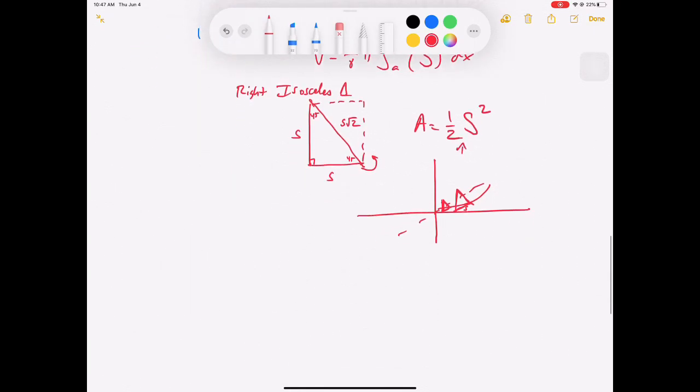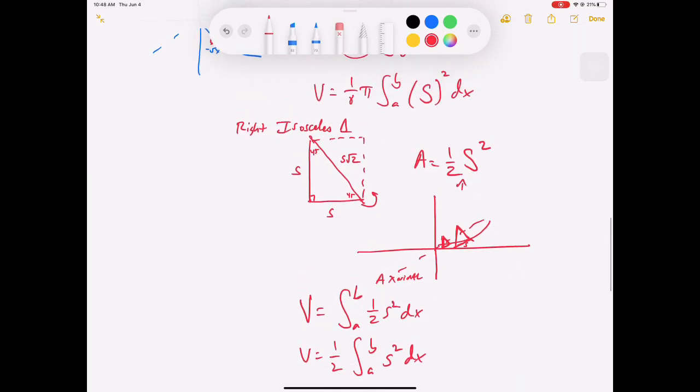So how would we plug this into the volume equation? The volume is equal to the integral from a to b of our area of our base times a little bit of width. Our area of our base is 1/2 s squared dx. The volume equation for a right isosceles is 1/2 integral a to b of s squared dx. Does this equation look familiar? We're back to having that s squared equation, except this time having a 1/2 in front.